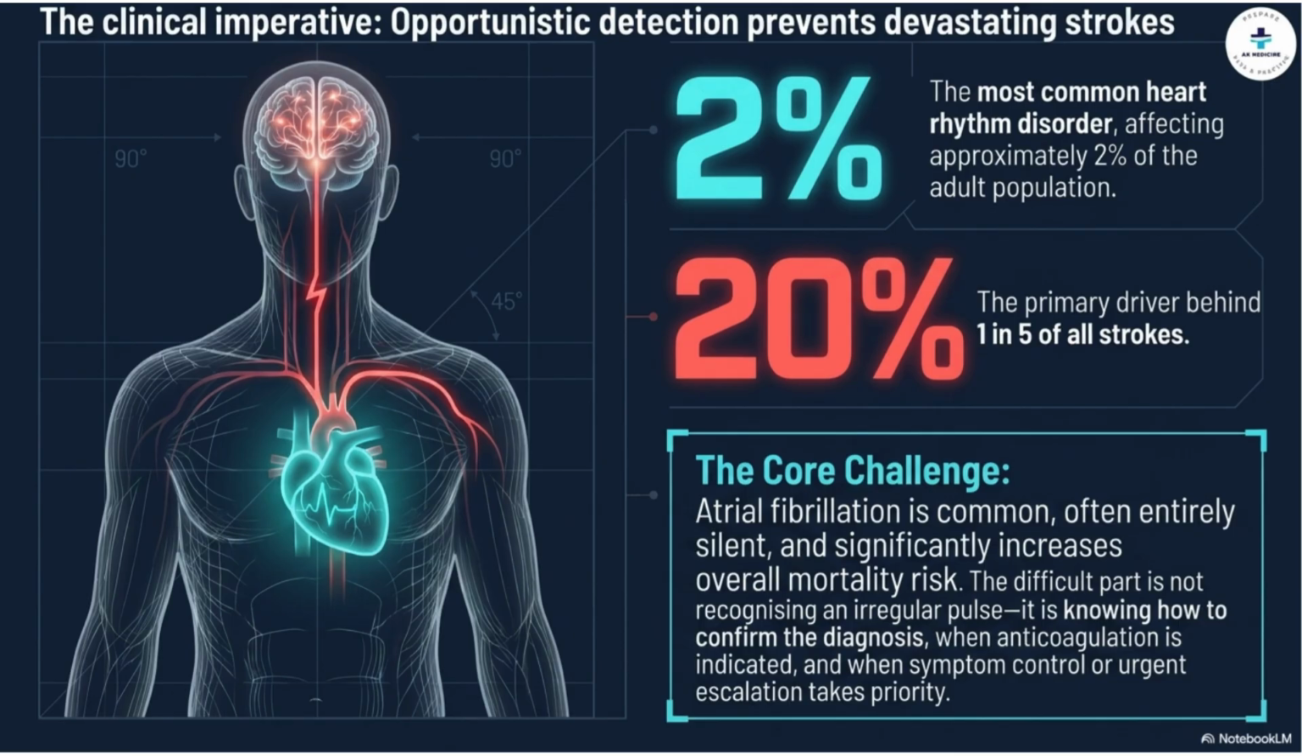This section explains why AF is clinically important even when patients are asymptomatic. AF affects around 1 in 50 adults in the United Kingdom, but its importance is not prevalence, it is the consequence. It causes around 1 in 5 strokes. And importantly, AF is often silent. Many patients present only after stroke or heart failure. That is why opportunistic pulse checking matters, even in asymptomatic patients.